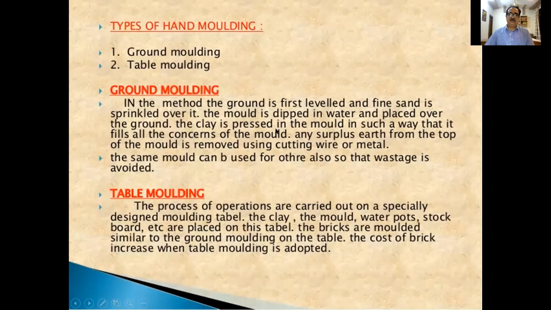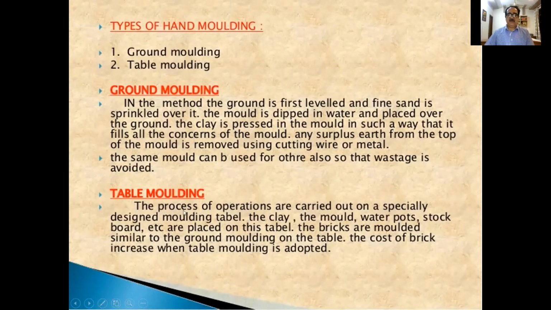The clay is pressed in the mold in such a way that it fills all the corners of the mold. Any surplus earth from the top of the mold is removed using a cutting wire or metal. The same mold can be used again so that wastage is avoided.